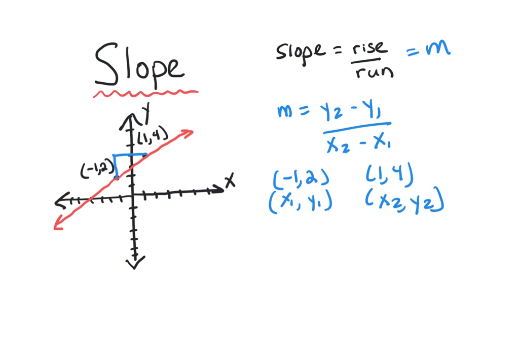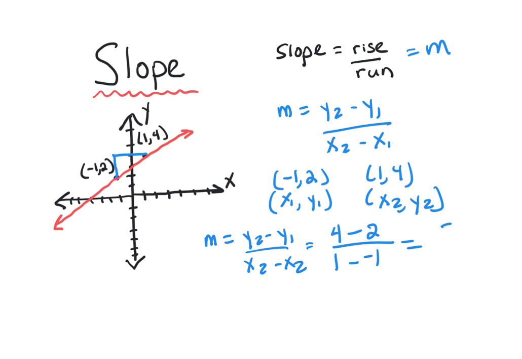So when we plug this into our formula, our y2 is the y of our second point, so it's going to be 4 in our case. The y1 is the y-coordinate of the first point, so in our case 2, over the x's. So we're just subtracting the x's. The x2 is going to be 1. The x1 is going to be -1.